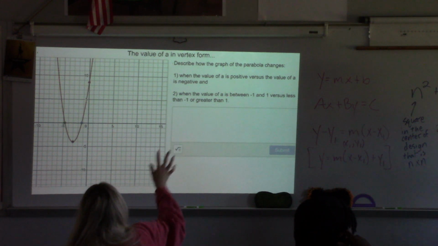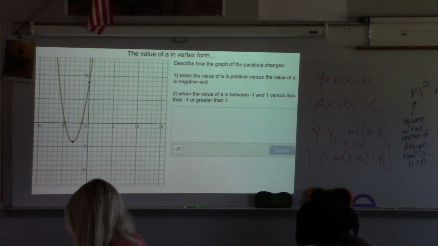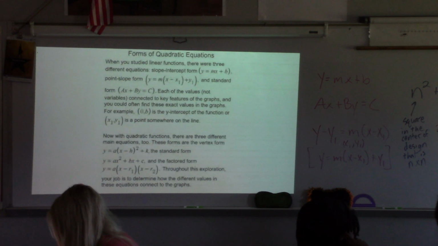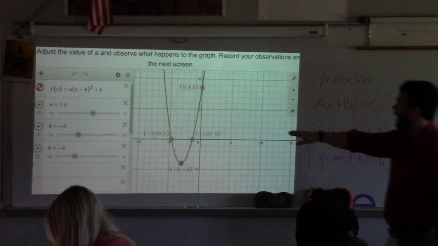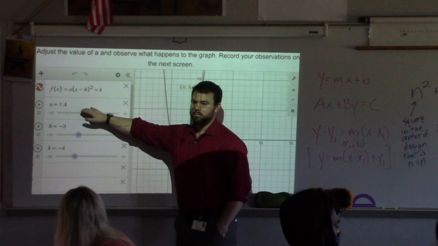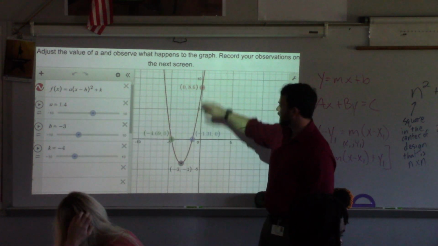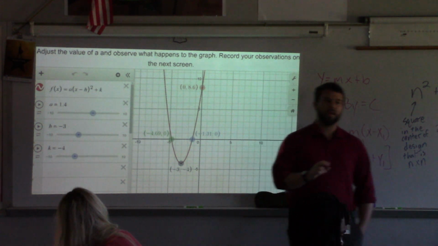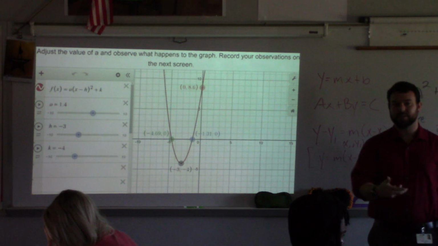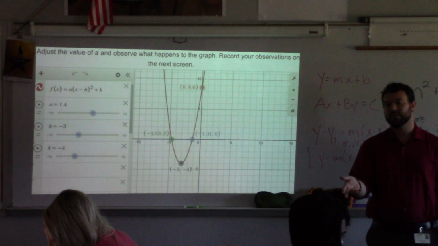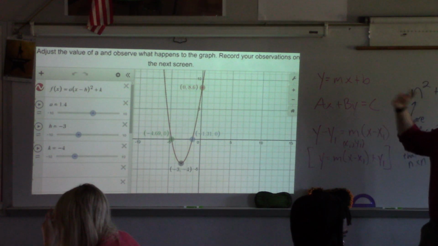Is a two points though, because every time you move it, I move them. No. Well, which one is a? A is not one of those points. Right now, you see how a is 1.4? Do you see 1.4 anywhere on the graph? No. So a is not necessarily a specific number on the graph, but it directly impacts things. Just like the m, that slope, is not a specific number on the graph, but it affects the line very heavily. So I just need you to figure out how a is affecting this function.